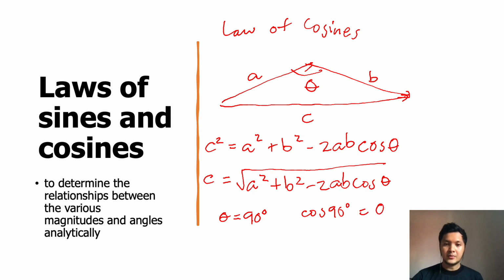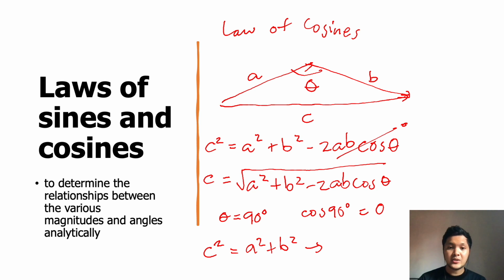So if the angle here is 90 degrees, this part of the equation will become 0. So therefore, at 90 degrees, C square is equal to A square plus B square. So notice that this equation is the same as the Pythagorean equation or the Pythagorean theorem. So we know that Pythagorean theorem is only applicable for right triangles. Therefore, Pythagorean theorem is just a special case of the law of cosines.